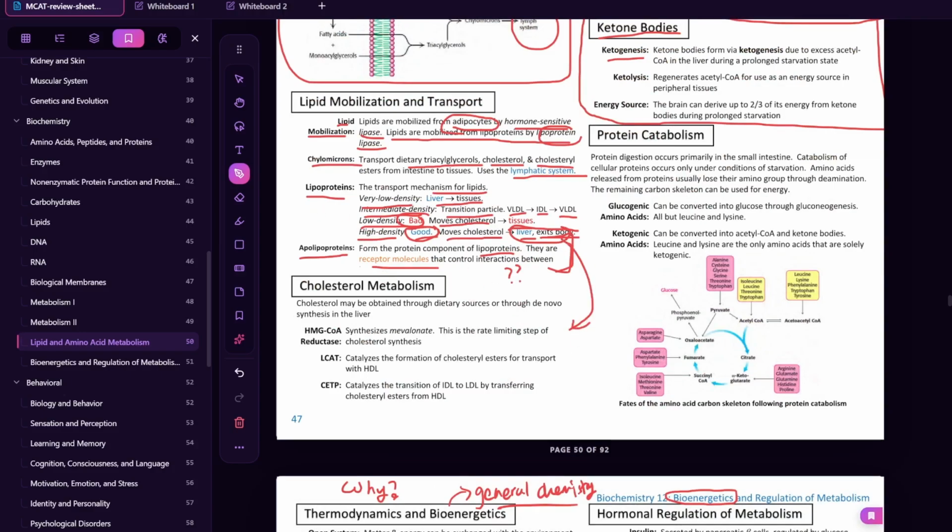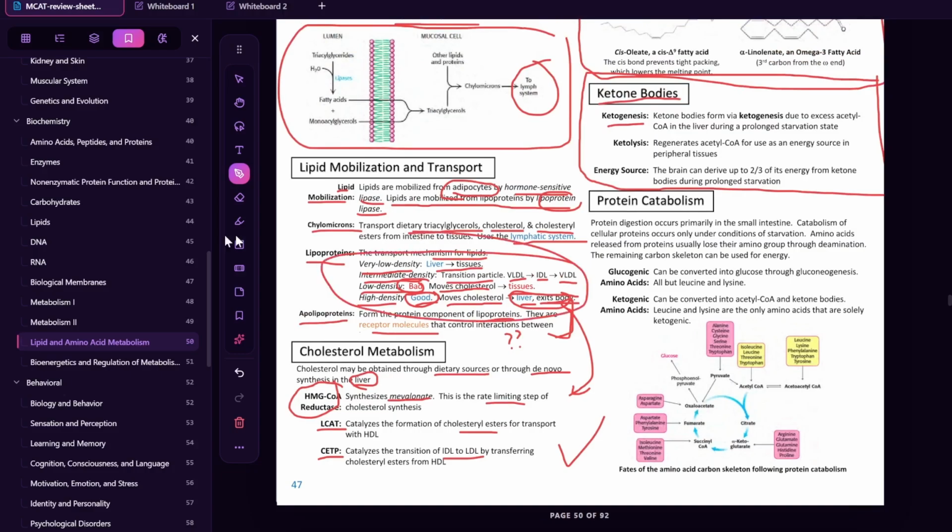So in cholesterol metabolism, cholesterol can be obtained through dietary sources, or de novo from your liver. This reductase synthesizes mevalonate. This is the rate-limiting step of cholesterol synthesis. LCAT is catalyzing the formation of esters for transport with HDL, and CETP catalyzes the transition of IDL to LDL by transferring cholesterol esters from HDL. So that is cholesterol metabolism, and that's related to this over here, so you can study them together.